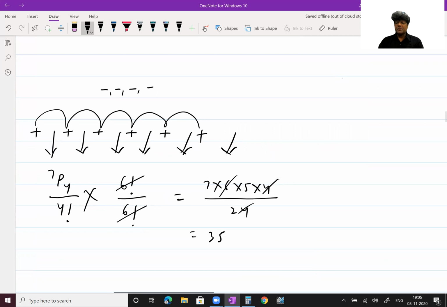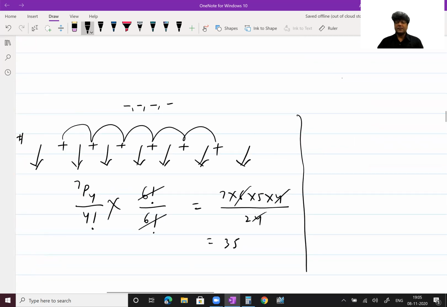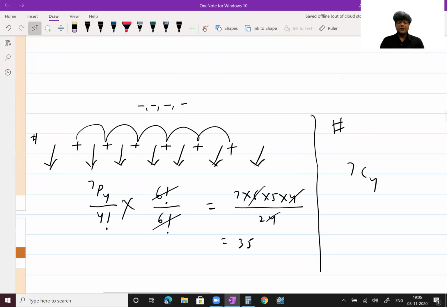But if a math-background intelligent student is there, then in a single line within 4 seconds he will understand that the answer is 7C4. Why? Because these 6 plus signs are identical, so there will be no arrangement amongst them. And these 4 minus signs are also identical, so there will be no arrangement among themselves. Out of these 7 places, you only have to select 4 places to place those 4 minus signs. So obviously that will be 7C4. You calculate, your answer will come the same.